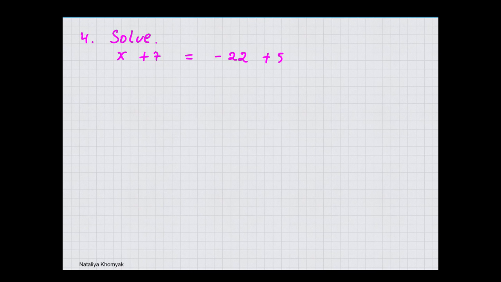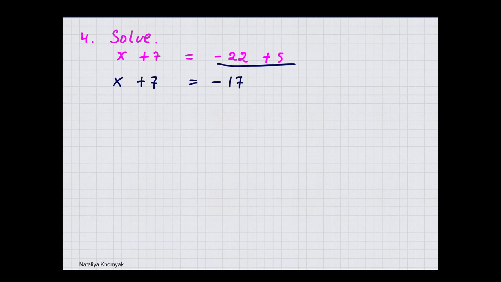In example number 4, once again we have like terms that we can combine before solving. So on this side we have x plus 7, these terms are not alike. On the other side we have different signs, so we calculate the difference between 22 and 5, which is 17. And we have more negatives, so the difference is negative. Once each of the sides is in the simplest form, we proceed to solve.